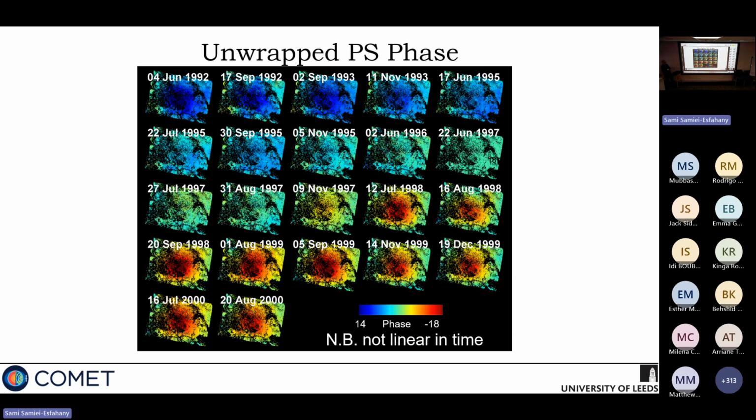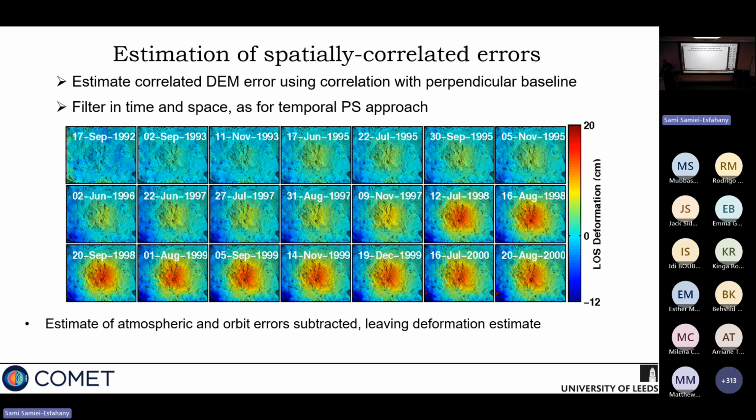Okay, so then you have your unwrapped phase. Essentially these are interferograms, but point-wise interferograms in time, all with respect to the same time. And then just like in the other approach, you can estimate the spatially correlated errors. So there's still part of the DEM error that hasn't been subtracted like it was in the other approach, so you have to estimate that. And it's easier to do it once the data are unwrapped because that's just a linear problem. But then you have to filter in time and space just as you would in the other approach, and this is to remove atmosphere. And you get a result.